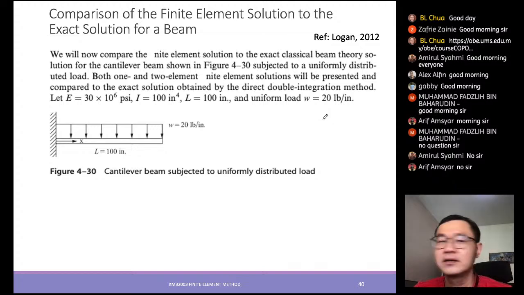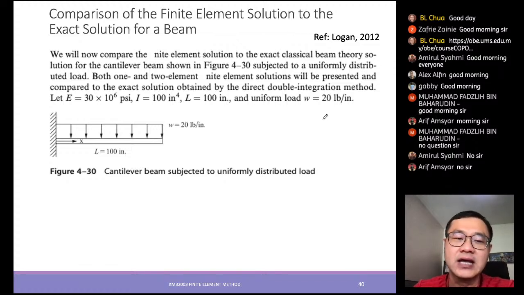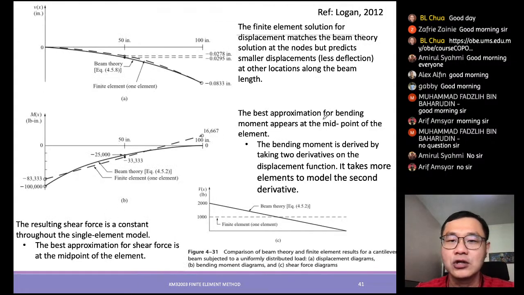So next would be the last section, just to give you an idea how good these finite element solutions are as compared to the theoretical, exact solutions of a beam. You have learned the exact solutions in strength of materials using beam theory, right? So let's take this example: a cantilever beam problem with a uniform distributed load.